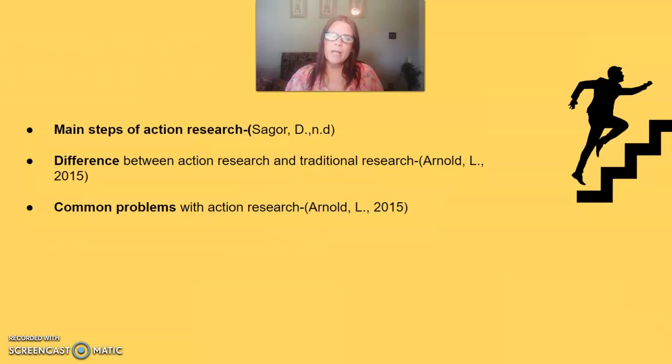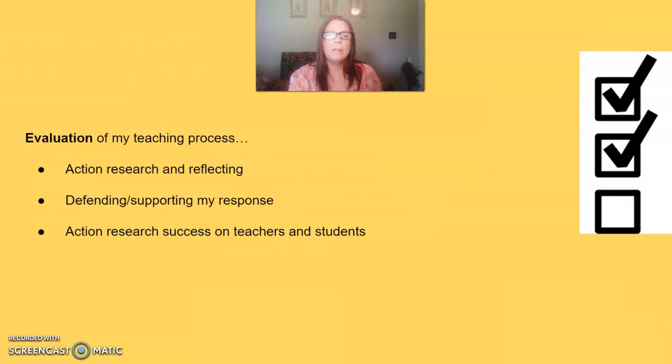Some common problems with action research, again, according to Arnold, are that it can be laborious and time-consuming. And there can be ethical issues with action research, and in some cases it would require the practitioner to get approval ahead of time to make sure that no ethical areas are being breached.